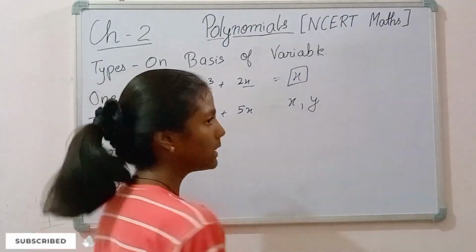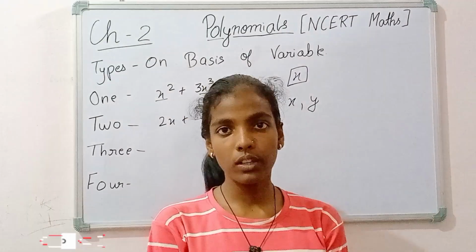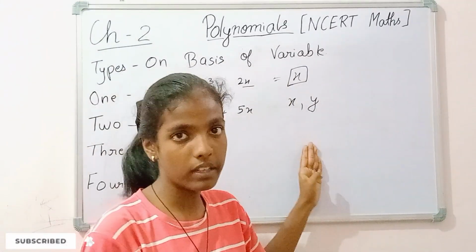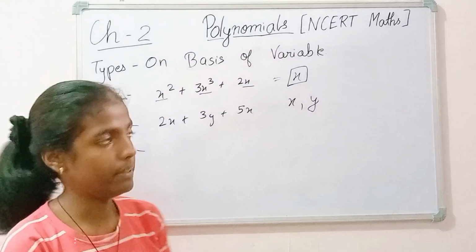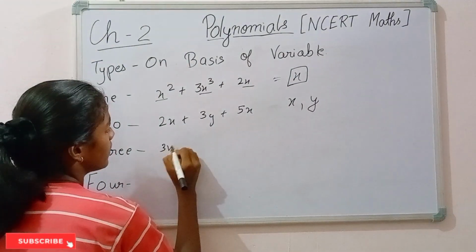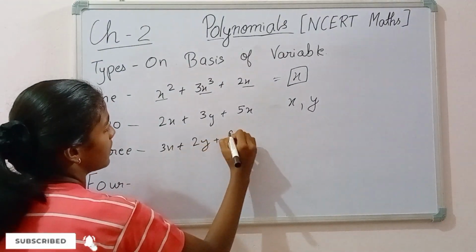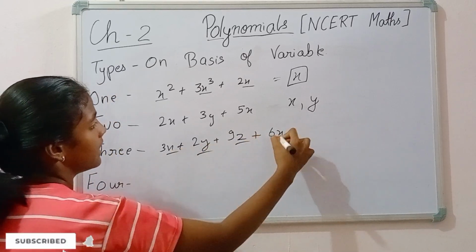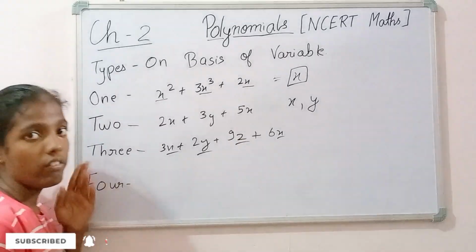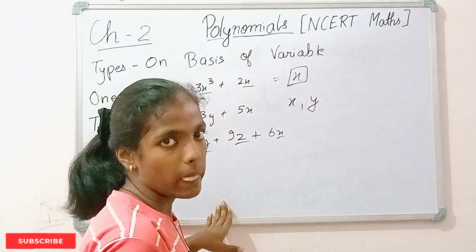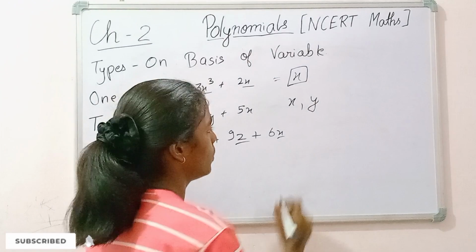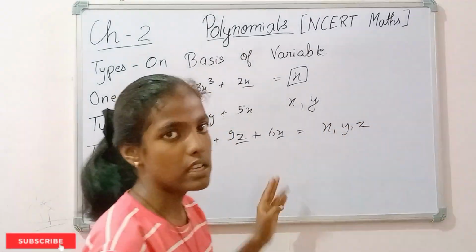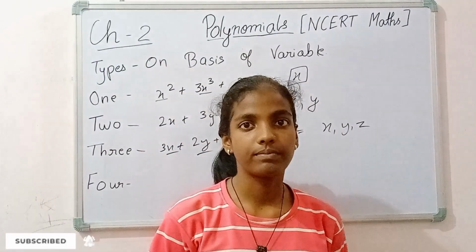The next is polynomial in 3 variables. So here you can see that here is 1 alphabet, here are 2 alphabets. So here there will be 3 variables. For example, 3x plus 2y plus 9z plus 6x. So here x, y, z, x. X is of 2 times, but it is the same alphabet. So here we got x, y and z. This is polynomial in 3 variables.